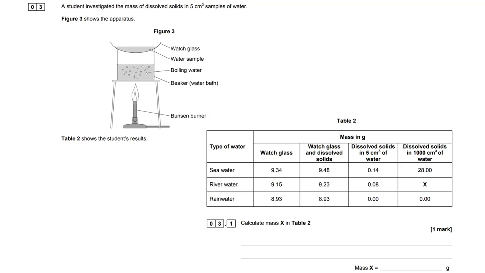So we know how much we've got in 5 cm cubed. We've got 0.08 grams. If I know what I've got in 5 cm cubed, I can divide that by 5, multiply it by 1,000, and that tells me how much I would have in 1,000 cm cubed. We'd have 16 grams. And you can actually see the same pattern has taken place with the seawater just above, which has gone from 0.14 up to 28. It's essentially gone up by a factor of 200.